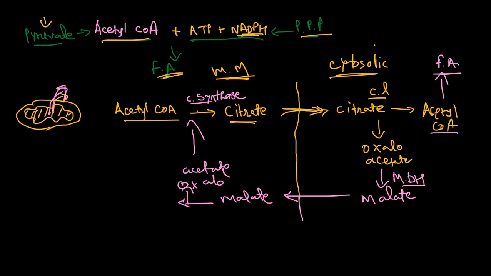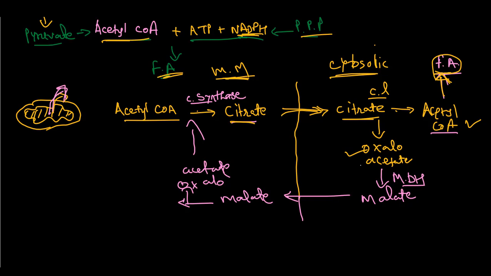After that, this citrate is broken down by the enzyme citrate lyase. Citrate lyase breaks down the citrate and forms two molecules, acetyl-CoA and oxaloacetate. This acetyl-CoA is used for the further synthesis of fatty acids. This is the pathway, a stepwise reaction for the synthesis of fatty acid. Now what happens to the oxaloacetate?